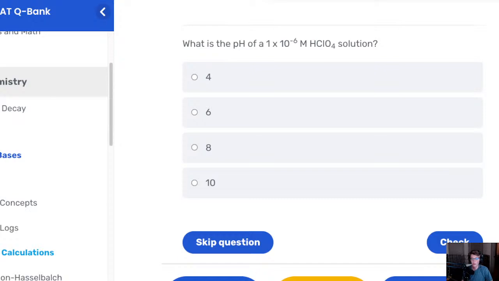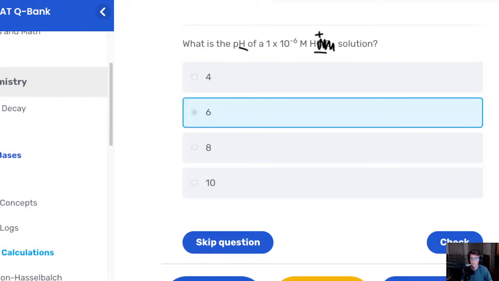So in this case, we can just replace that HClO4, because that is one of our strong acids, with H plus. And again, this is just a match of H and H. So this is going to be 6, because we just take the exponent and flip the sign.